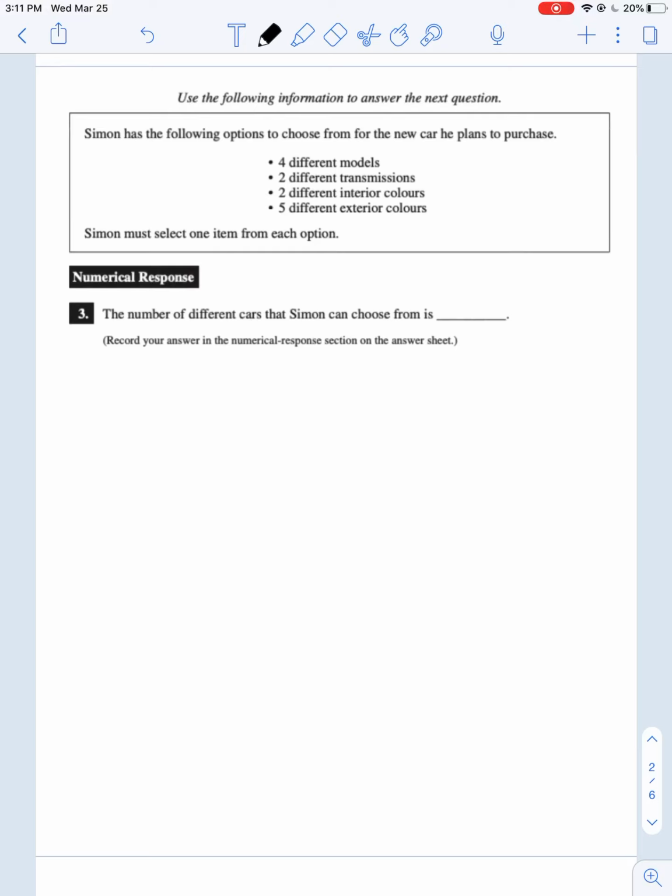Okay. Our next example, it's saying the number of different cars that Simon can choose from. Well, whenever we have to choose different stages, this is called the fundamental counting principle. So there's actually 4 stages we have to pick. So I'm going to put 4 spots. We have to pick the model. We have to pick the transmission. We have to pick the interior color. And we have to pick the exterior. So this is the interior and this is the exterior color.